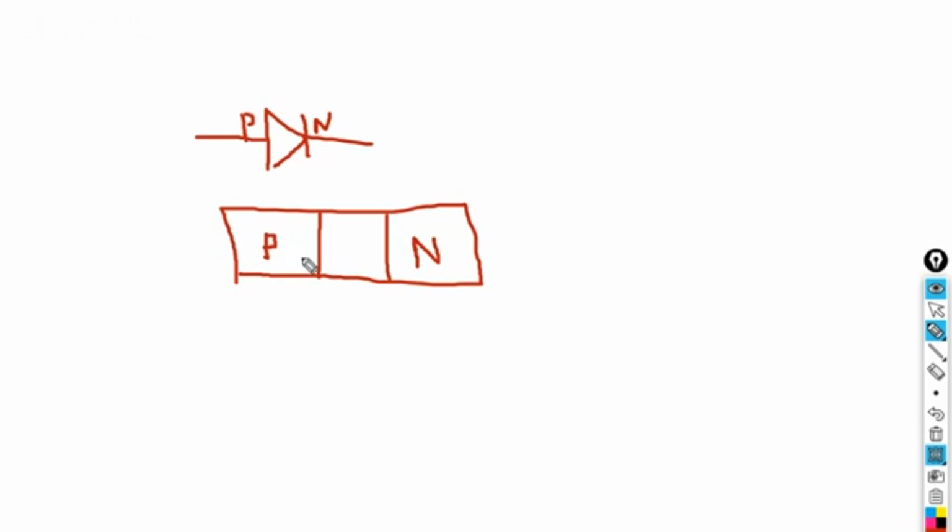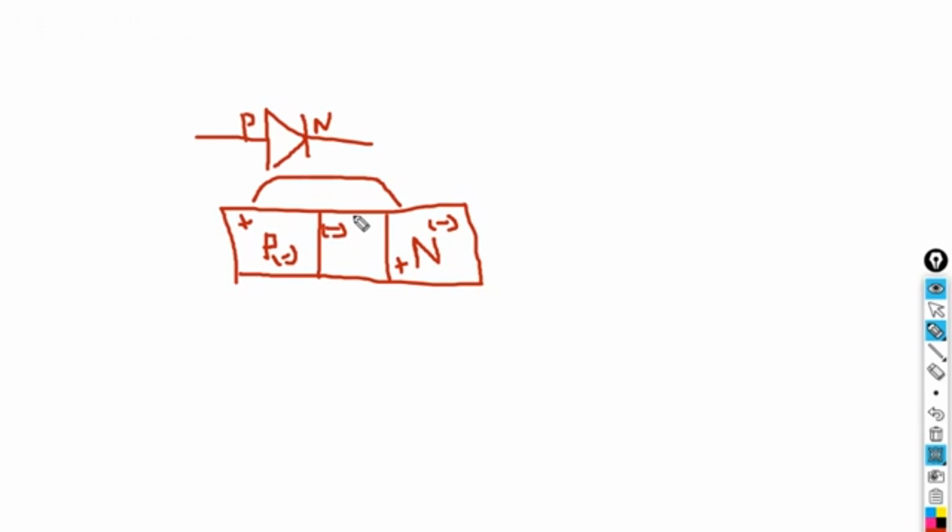In the p type semiconductor material, the majority carriers are holes and the minority carriers are electrons. In the n type material, the majority carriers are electrons and the minority carriers are holes. These two are separated by some region. It is called the depletion region, because whenever some of the positive charges move from here to here, they will leave behind a negative ion.